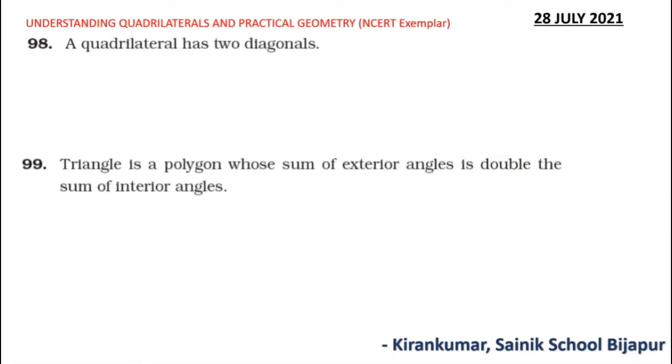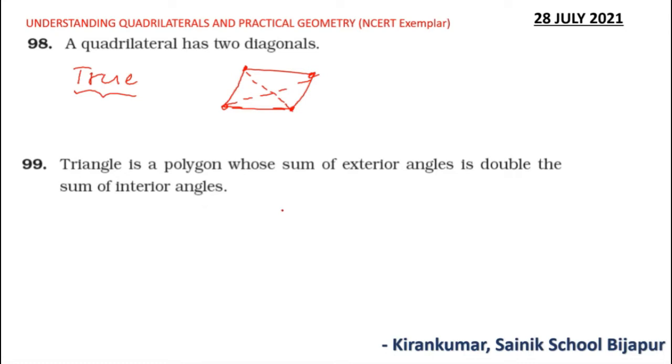Question 98. A quadrilateral has two diagonals. This statement is true because in a quadrilateral there will be two pairs of non-consecutive vertices, so these can be joined. One diagonal joins one such pair, and another diagonal joins the other pair. Totally we can have two diagonals.